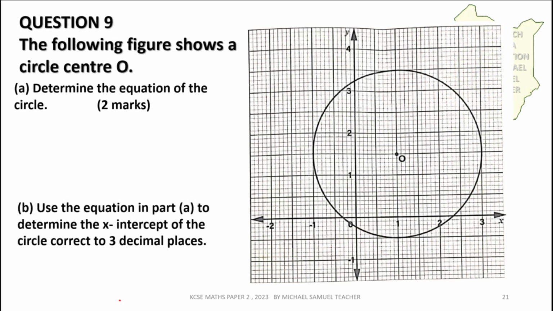Move on to the next question, question 9. The following figure shows a circle with center O. Determine the equation of the circle and also use the equation in part A to determine the x-intercept of the circle, correct to 3 decimal places.